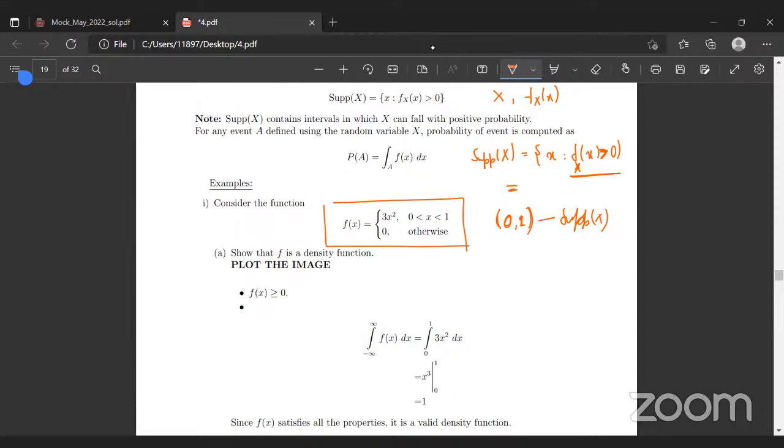Ma'am, I wanted to ask, it means all the random variable that is greater than 0? Sorry? No, all those values that the random variable takes such that the density function is greater than 0. It's a range simply. Not the random variable greater than 0, the density function for that value that the random variable takes, that should be greater than 0.